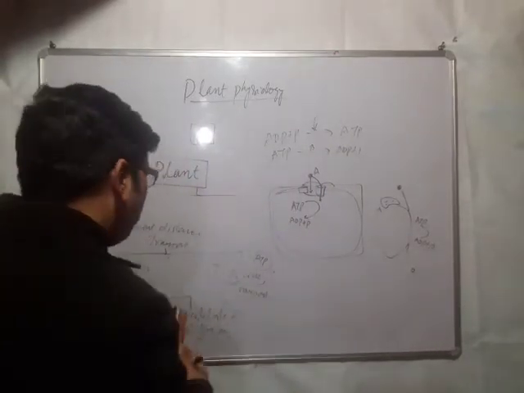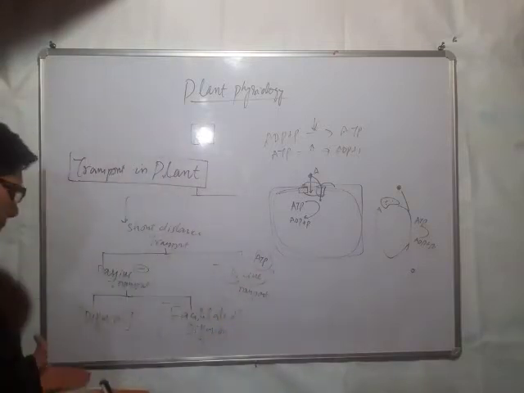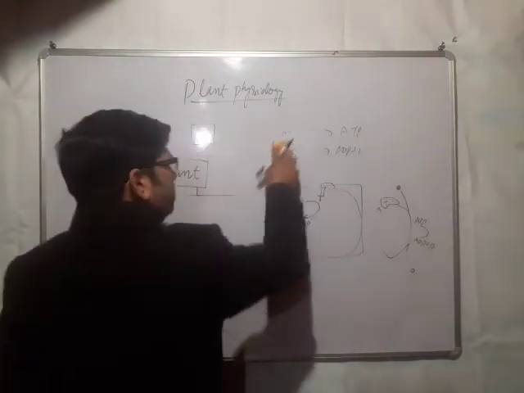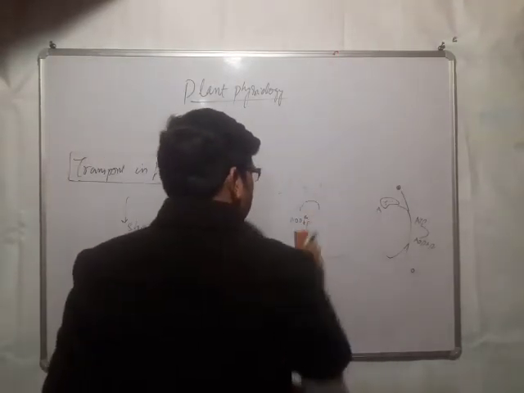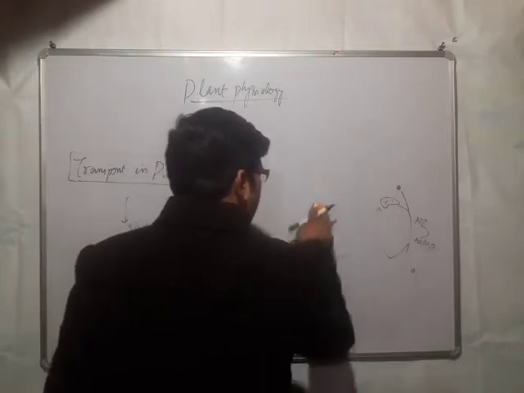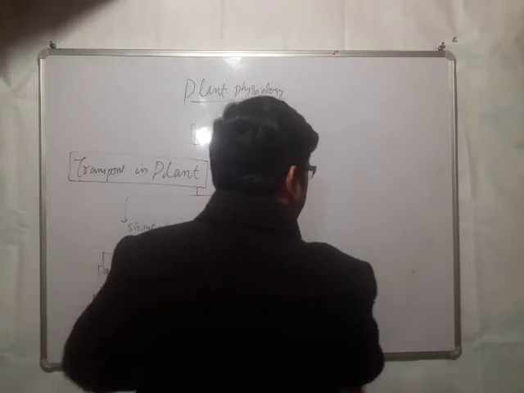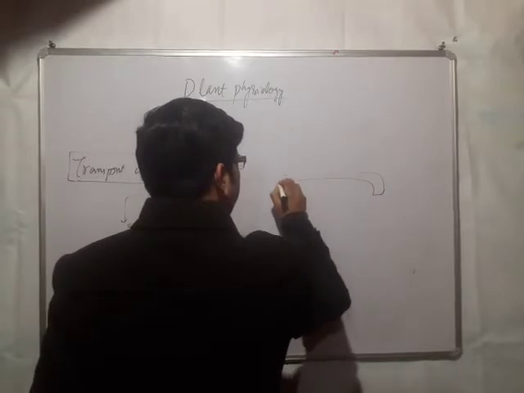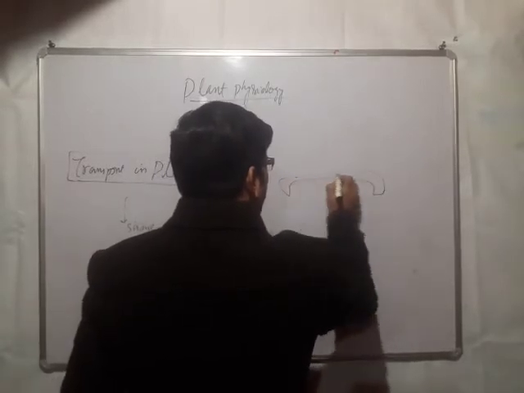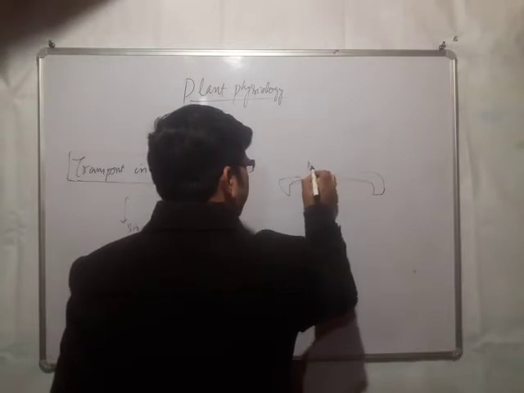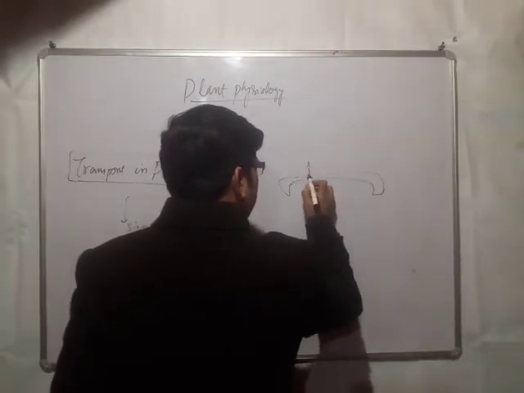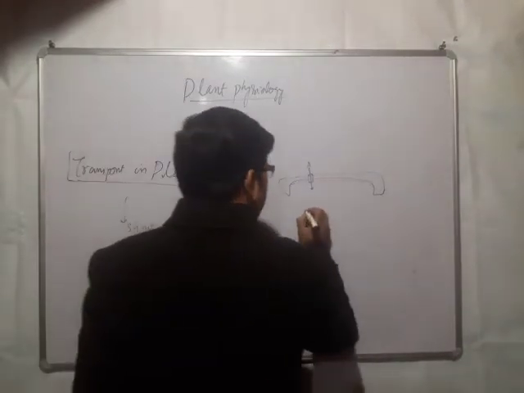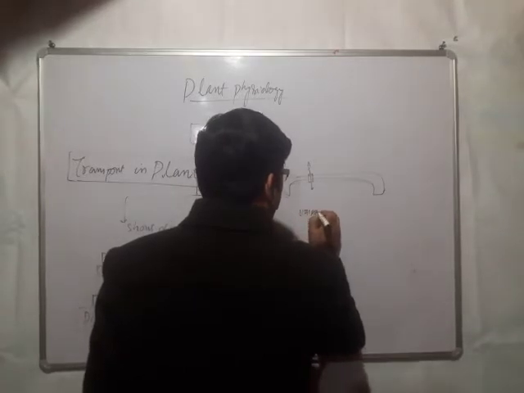Now one more important point, which is actually a part of diffusion and facilitated diffusion: we have three important terms, which are uniport, symport and antiport. For example, this is the cell membrane. Now suppose A gets inside the cell, and the membrane is such that it allows only a single molecule to come inside. This single transport is called uniport.